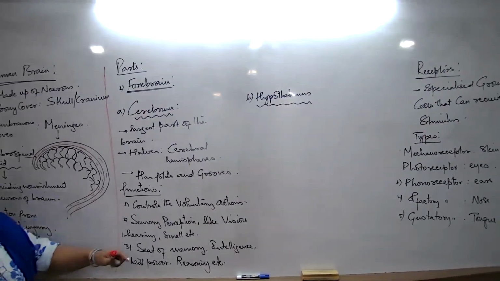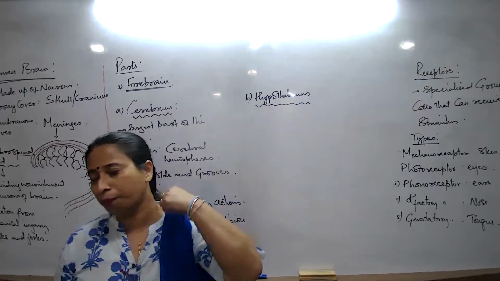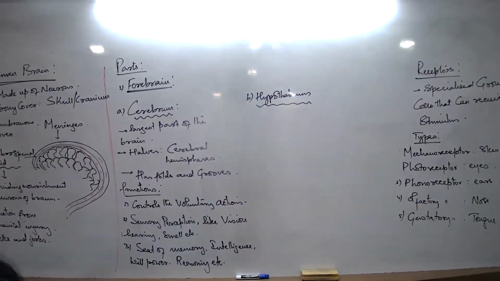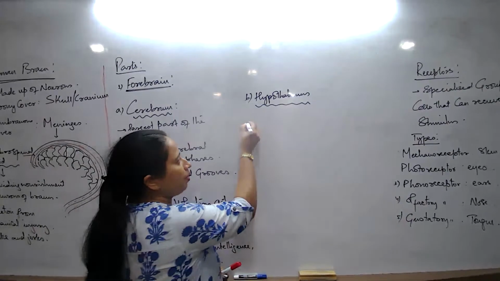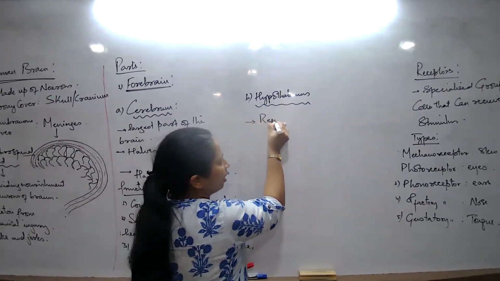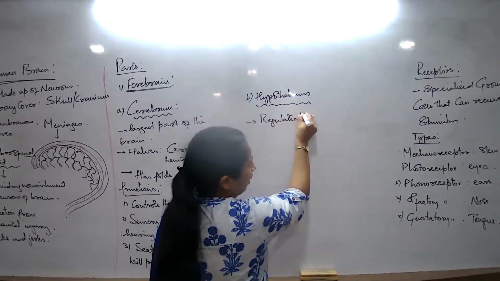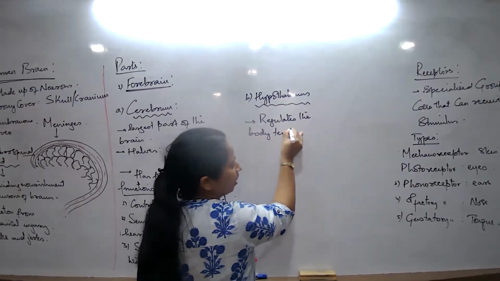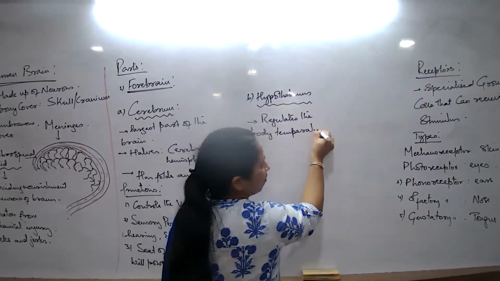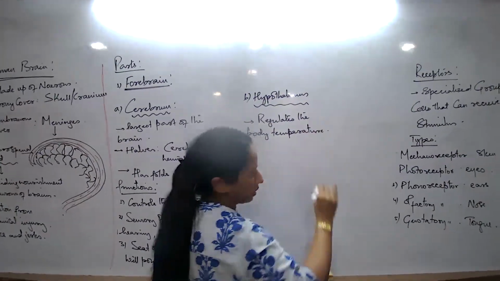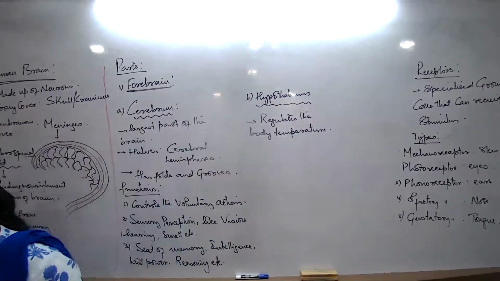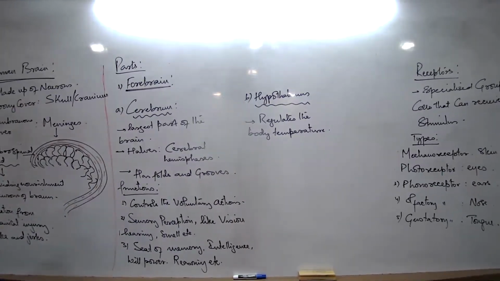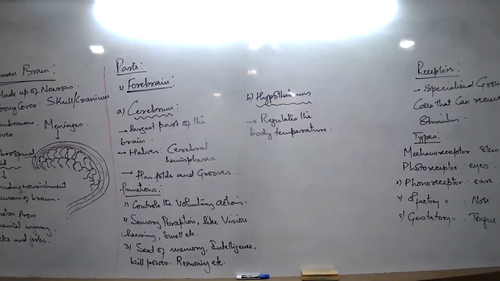Hypothalamus you mark. What is the function of hypothalamus? We'll complete with this. This hypothalamus, which is also a part of the forebrain, remember, its job is to regulate the body temperature. That is one of the most important functions of the hypothalamus. It regulates the body temperature.